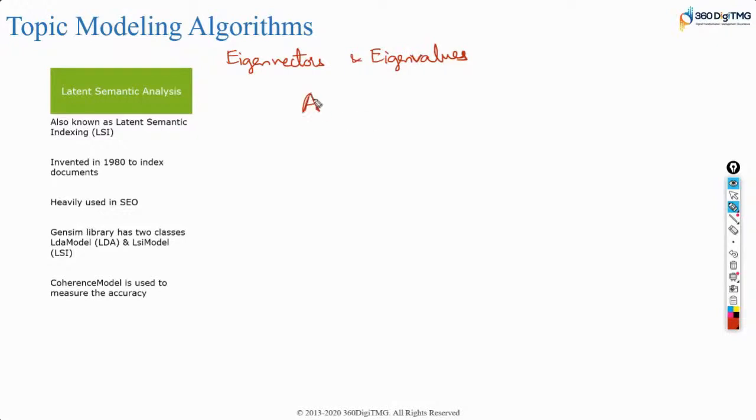If you have a matrix A, and then if you take a vector V, it is equal to lambda into vector V. So if V is an eigenvector, in this kind of a setup, V is called an eigenvector and lambda is called an eigenvalue.